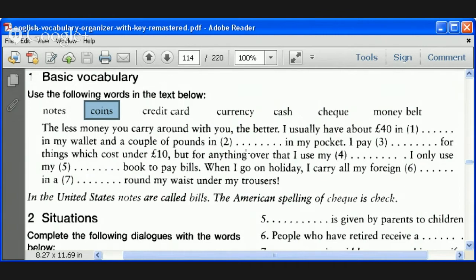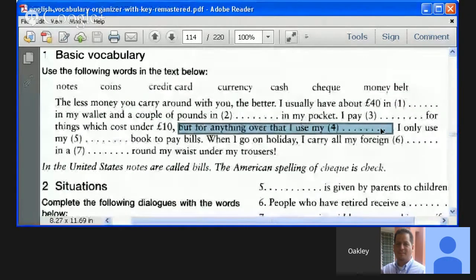I pay for things which goes under. I pay cash. Yep. Definitely, that makes sense. I pay cash for things which cost under 10 pounds, but for anything over that, I use my credit card. There you go. I use my credit card. Okay, let's stop right there.